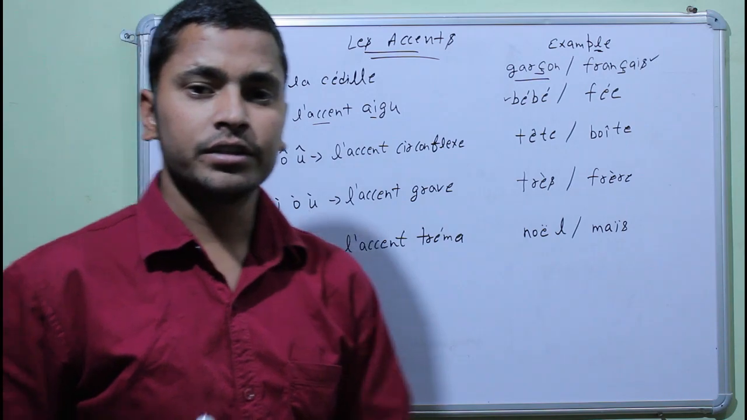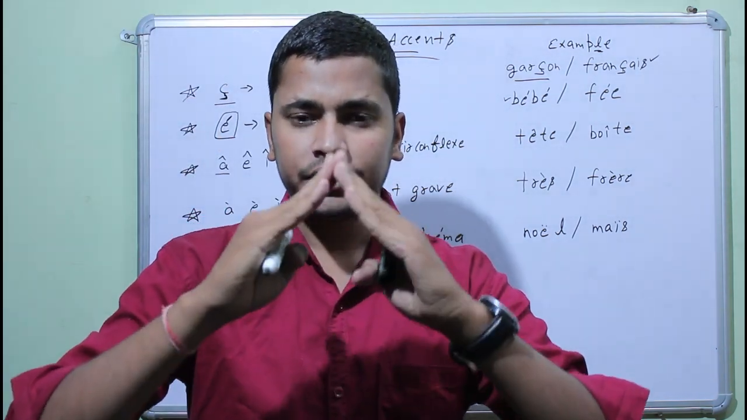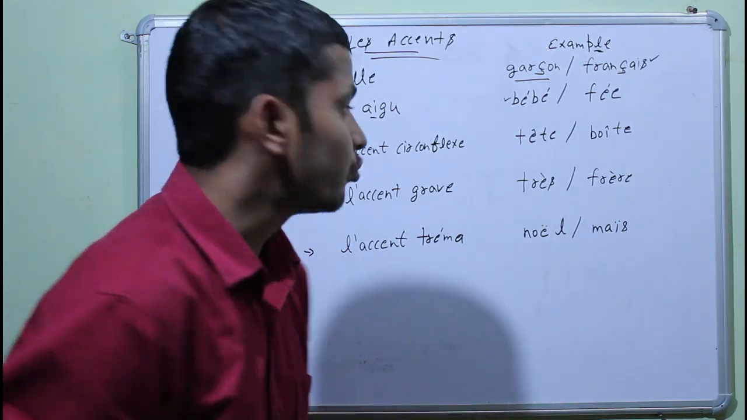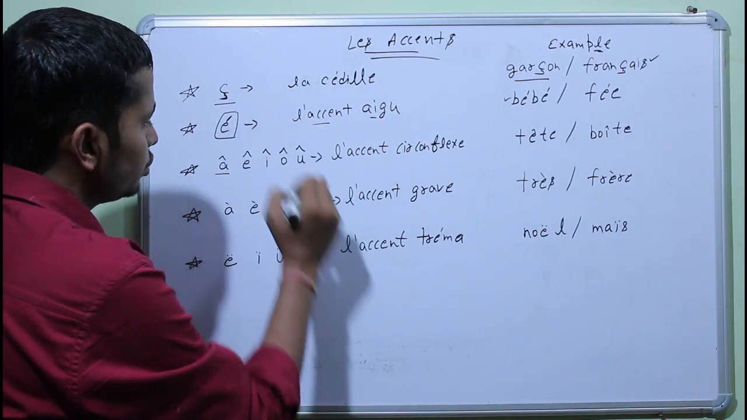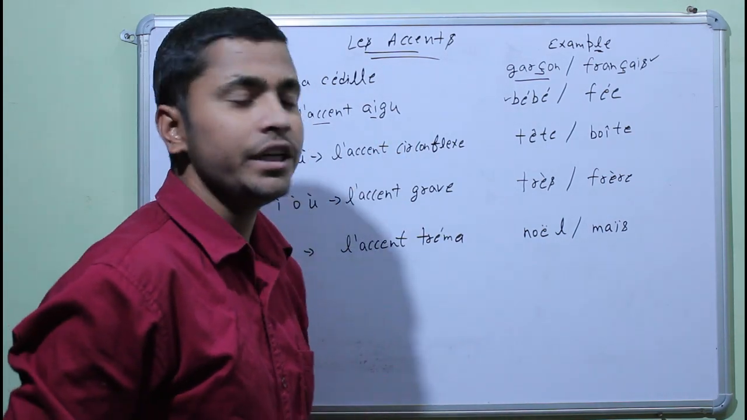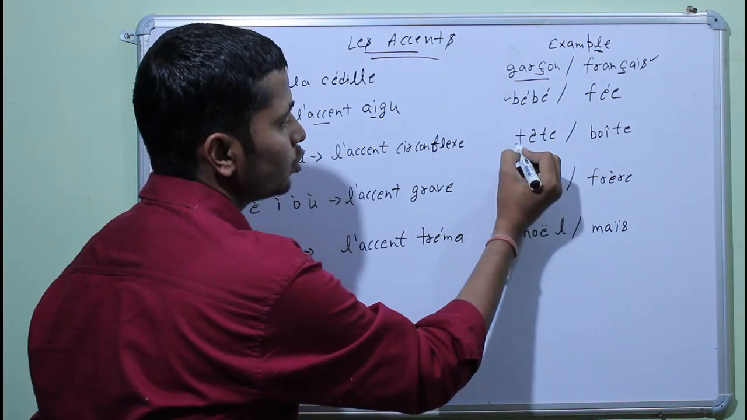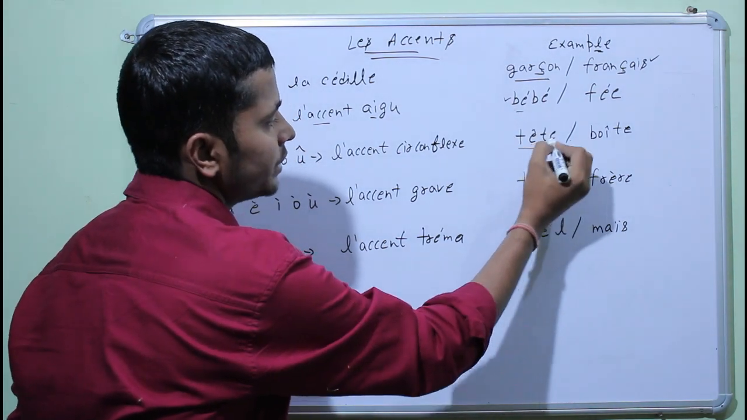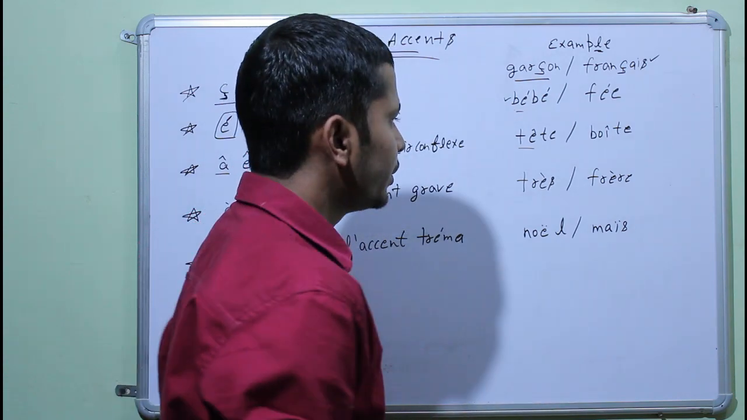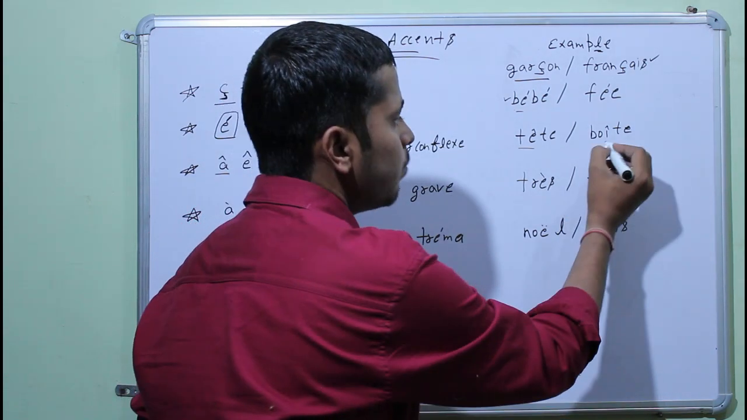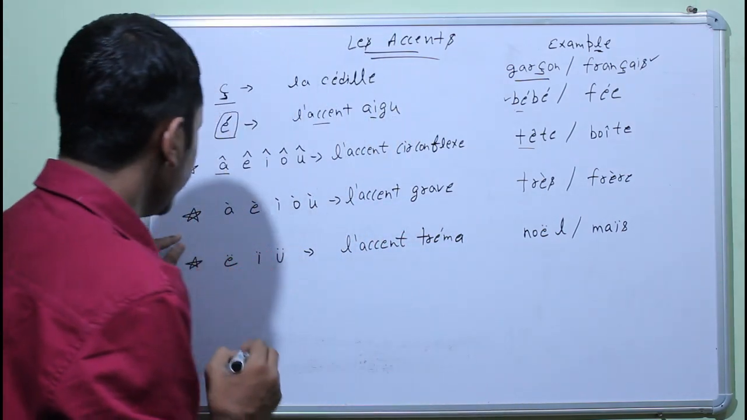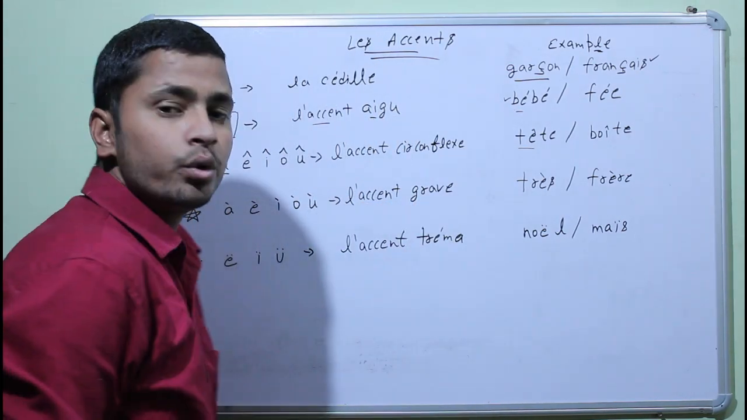l'accent circonflexe. It is found like this, circonflexe. It is used upon A, E, I, O, U. How do we have to speak? Like tête, tête. Boîte, boîte.